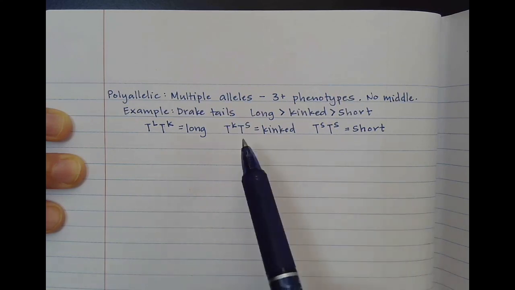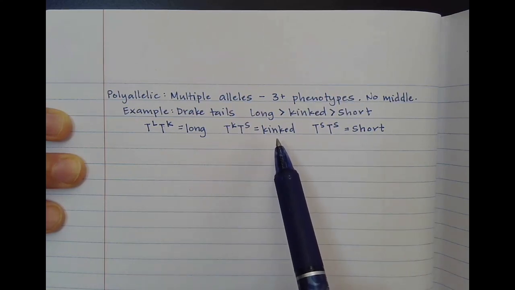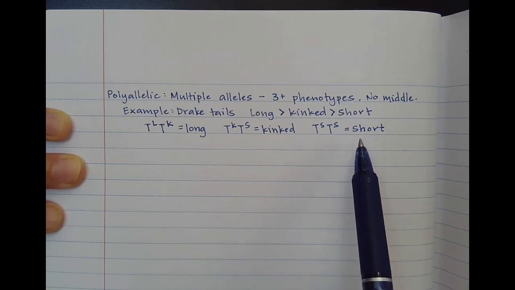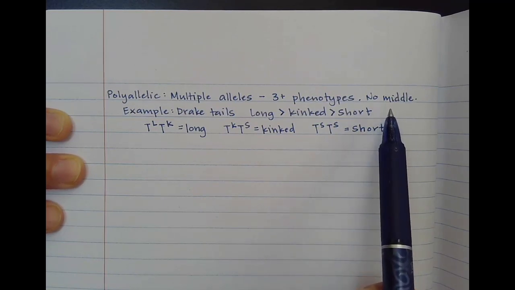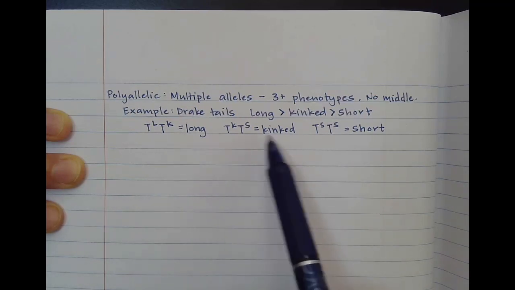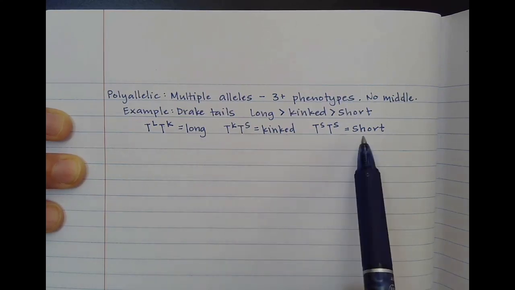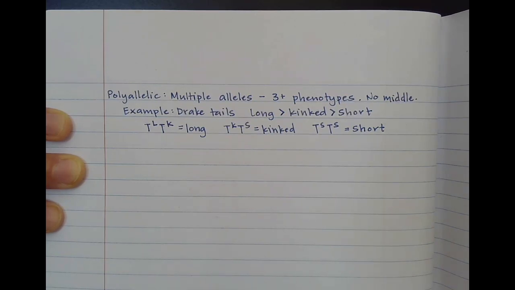Now, when we're looking at this, kinked is not a middle version between long and short. It is a totally different phenotype, which means that it's not a blend, which means that even though there are 3 different phenotypes here, I can tell that this is not an incomplete dominant situation. Because those characteristics are distinct from each other, this is a polyallelic situation.